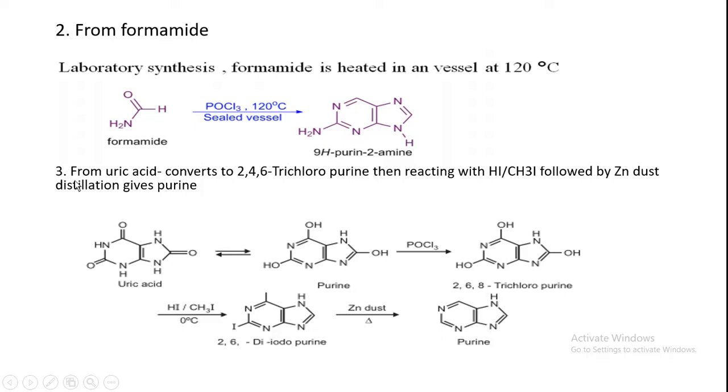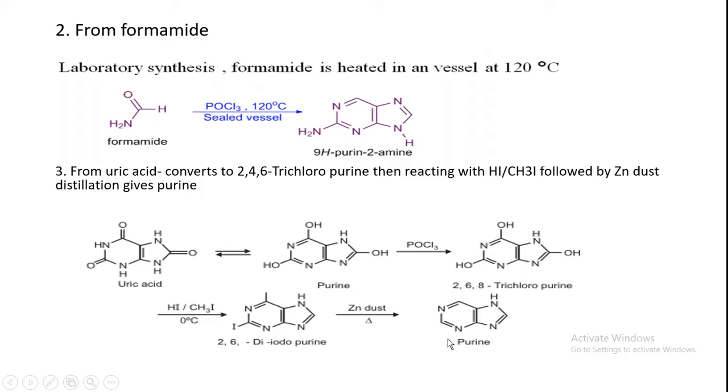Then the third method: uric acid is converted to 2,6,8-trichloropurine by reacting with POCl3, phosphorus oxychloride. It is 2,6,8, correct. I have written here 2,6,8-trichloropurine.